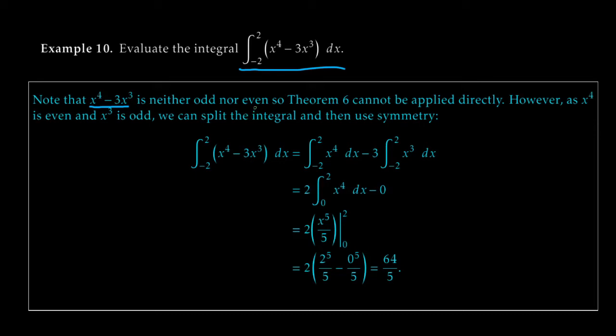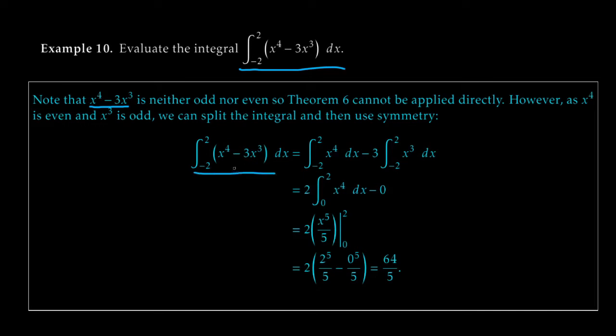However, and this is where even and odd functions get their name, x to the fourth, that's x to an even power. It's an even function. And x to the third, that's x to an odd power. It's an odd function. So what we're going to do is take the integral, split it up, and then use symmetry. So we've got to do a little bit of pre-processing to put it in the right form to use Theorem 6. But this isn't really too big of a hassle. We've been doing this for a while. It's not too bad. So we just start out with our integral right here.